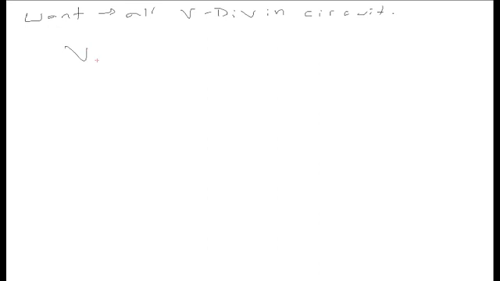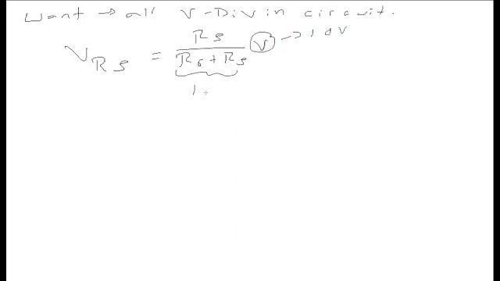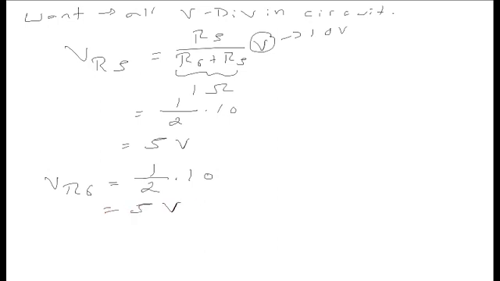I can directly write down expressions for VR5 and VR6. VR5 is R5 over R6 plus R5 times my voltage source. Remember, that's 10 volts. All of these are 1 ohm. So this gives me 1 over 2 times 10, which is 5 volts. VR6, similarly, is 1 over 2 times 10, or 5 volts. So I've removed two more unknowns. But is there anything else that we can know?